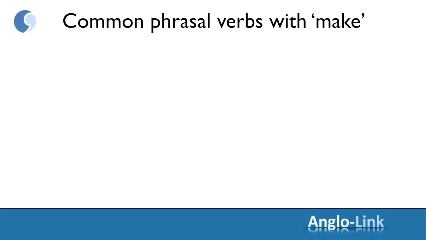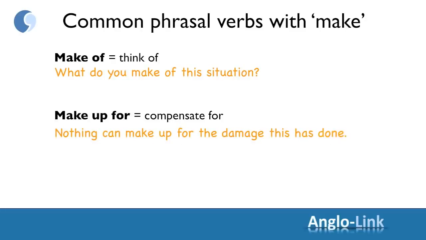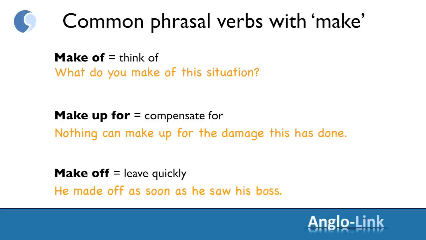And finally, three other verbs with make. First one, make of, which is to think of. For example, what do you make of this situation? Next one, make up for, is to compensate for. For example, nothing can make up for the damage this has done. And the last phrasal verb with make, make off, leave quickly. He made off as soon as he saw his boss.